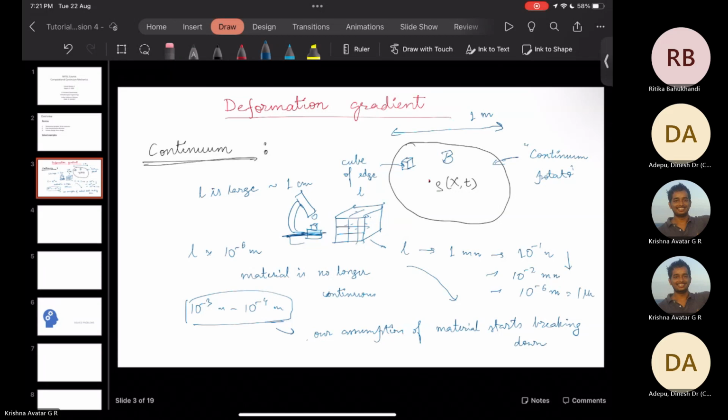So it's very much dependent on the problem size, let me call it L. The element that you are choosing relative to the largest dimension of the problem should be much smaller than 1. Then only this continuum hypothesis holds. Now, this is just from a physics point of view. Otherwise, after that, what happens?